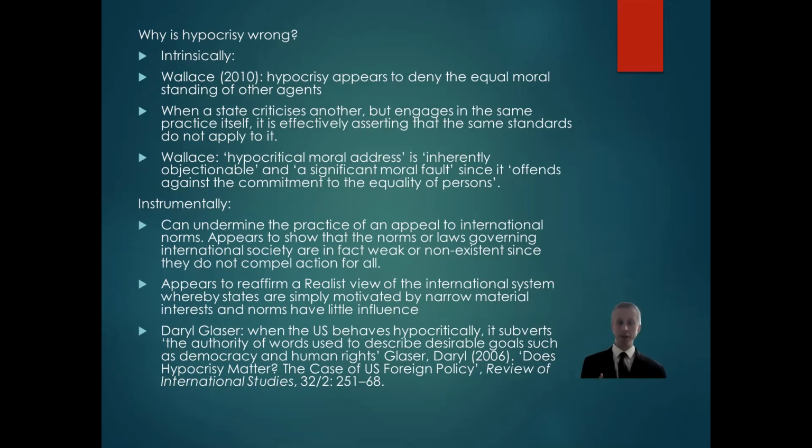So when the US criticizes the human rights record of Russia or China but overlooks its own, it implies that it is not subject to the same moral standing, that it is superior, has a different level. It is, as is sometimes said, exceptional. The US adopts an exceptionalist view of itself. Hypocrisy then, including at the international level, seems morally wrong because it denies the equal moral standing of those who are criticized. And Wallace argues that hypocritical moral blame is inherently objectionable and a significant moral fault since it offends against the commitment to the equality of persons. So that's the intrinsic argument.